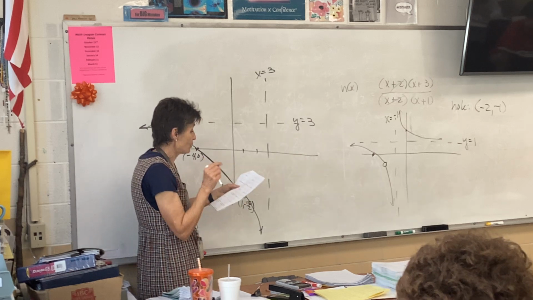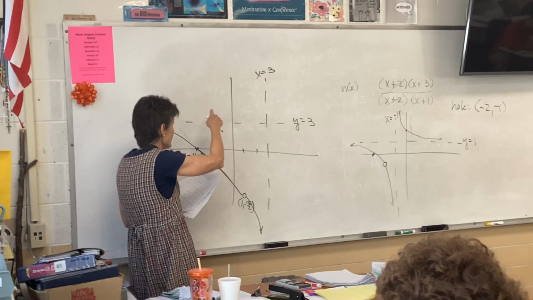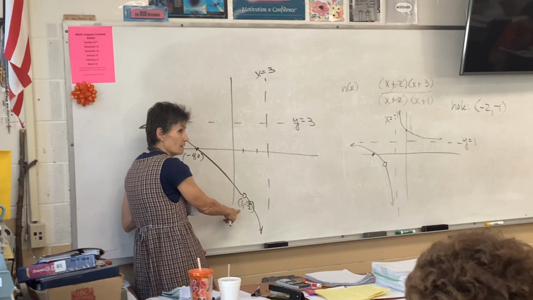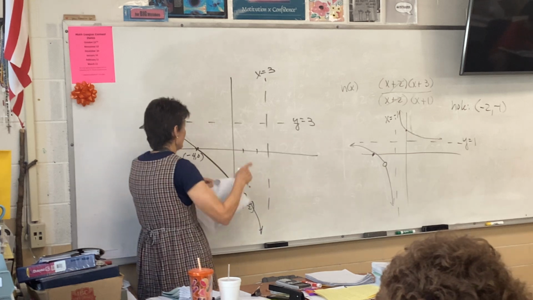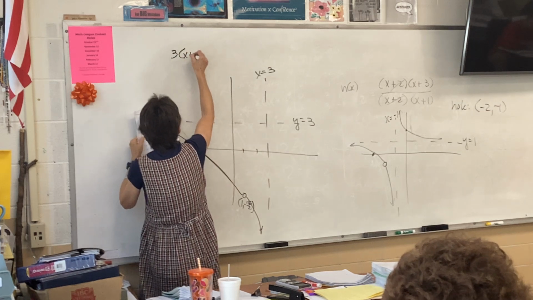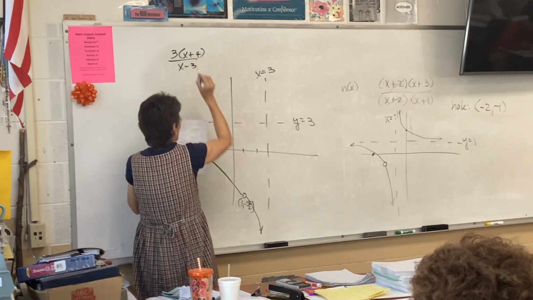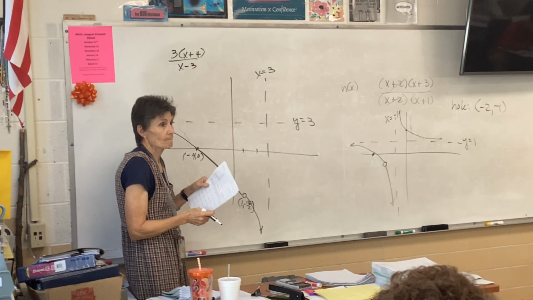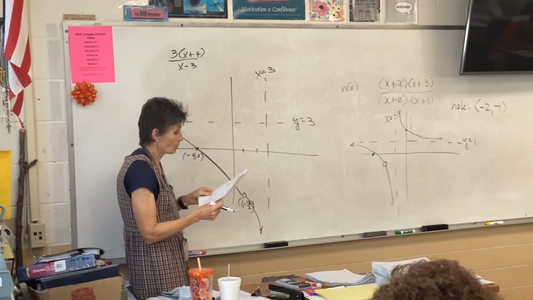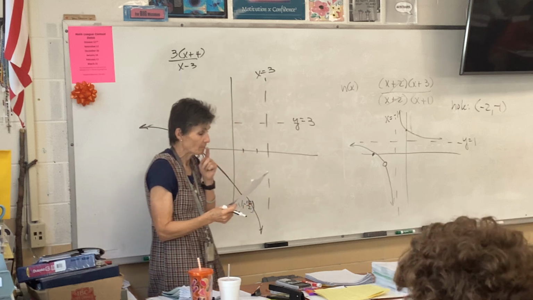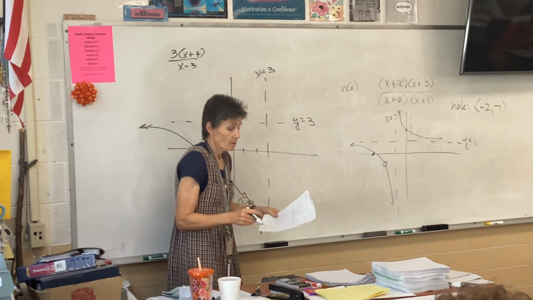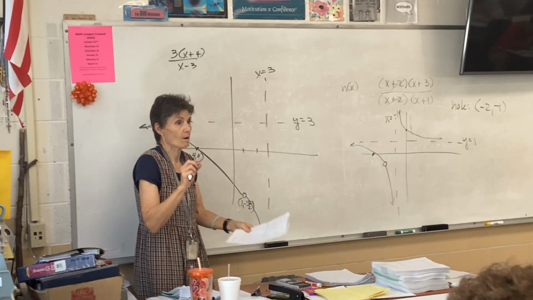All right, number 2, F, which is this guy right here, has a hole where X is 1, because when I simplify problem F, I can cancel out the 1s, right? Everybody good with that? G has a hole where? Where is the hole for function G? Be careful. It's -2.